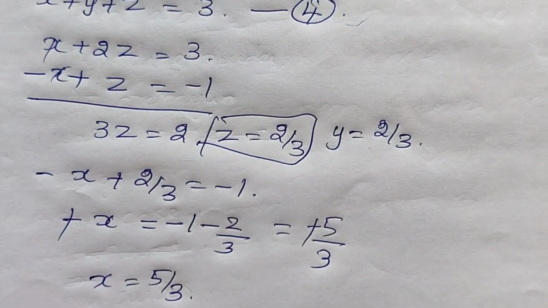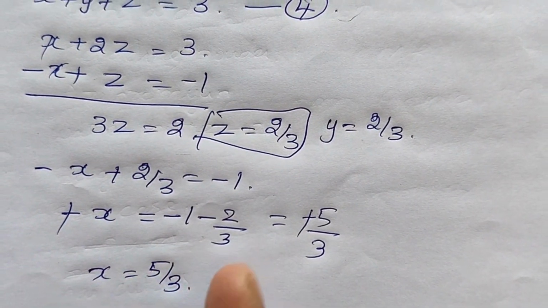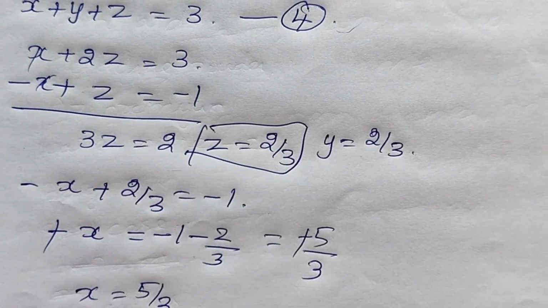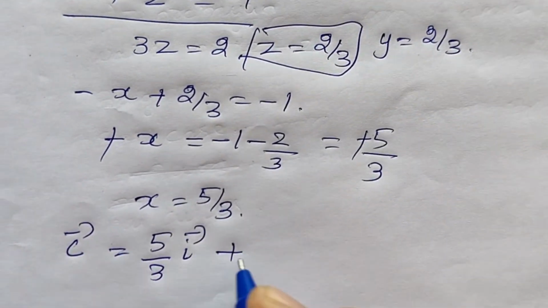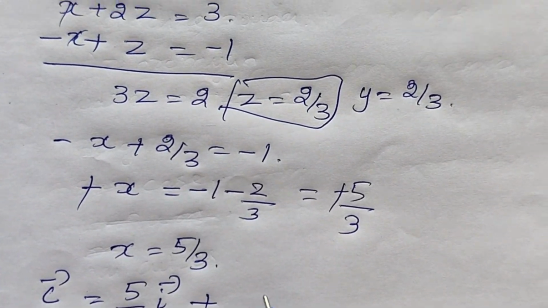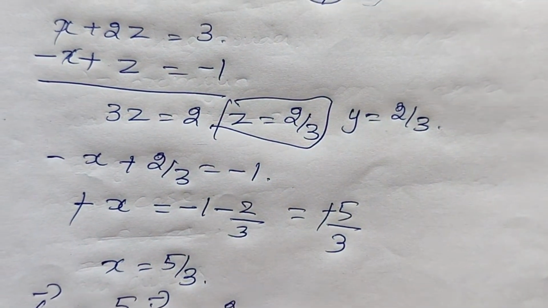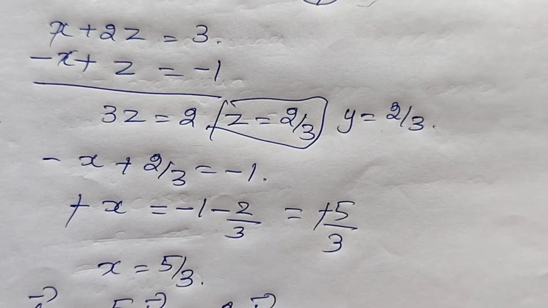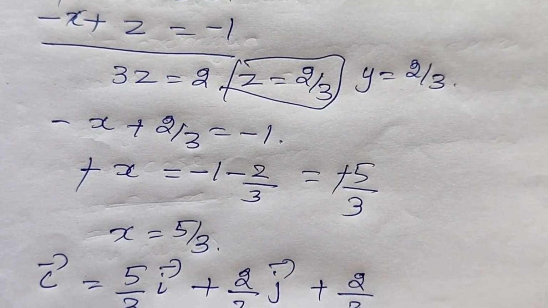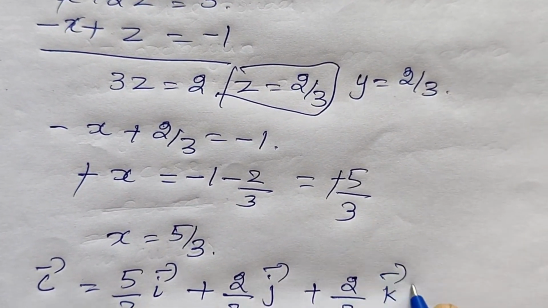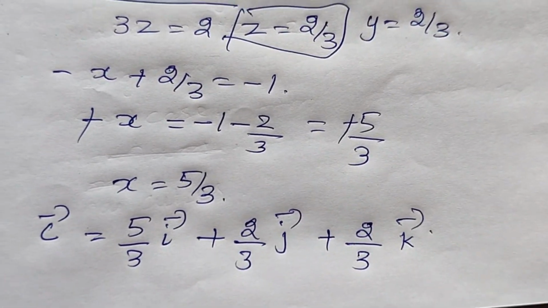Next we have to write what the C vector is. C vector equals x, which is 5 by 3, i vector, plus y, which is 2 by 3, j vector, plus z, which is 2 by 3, k vector. So this is the required vector, C vector.